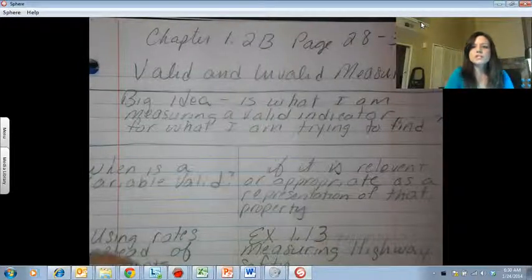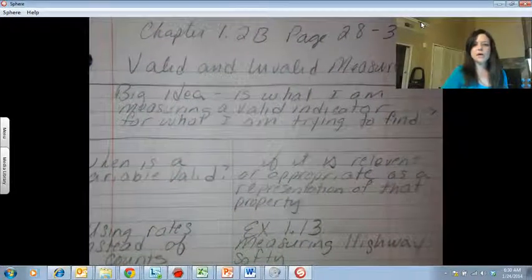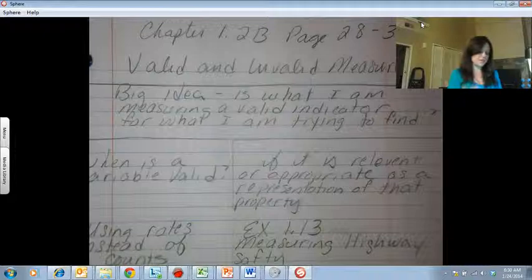Chapter 1.2b that I'm doing this video for starts on page 28, and we're looking at valid and invalid measurement. So what is a valid or what is an invalid way to measure the data that you're looking for? Okay, so that's the big idea here. My highlighter is about to go out.